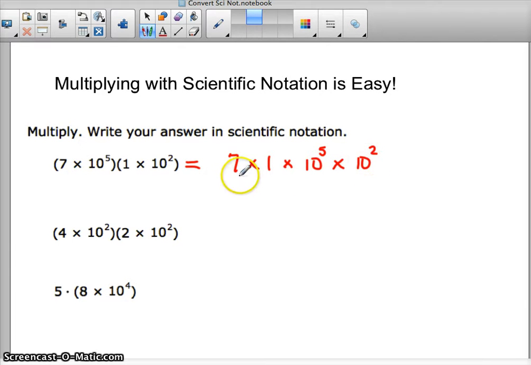So what we're going to do is first multiply 7 times 1 is 7, and then we're going to multiply 10 to the 5th times 10 to the 2nd, which is 10 to the 5 plus 2 power. And our final answer is 7 times 10 to the 7th.